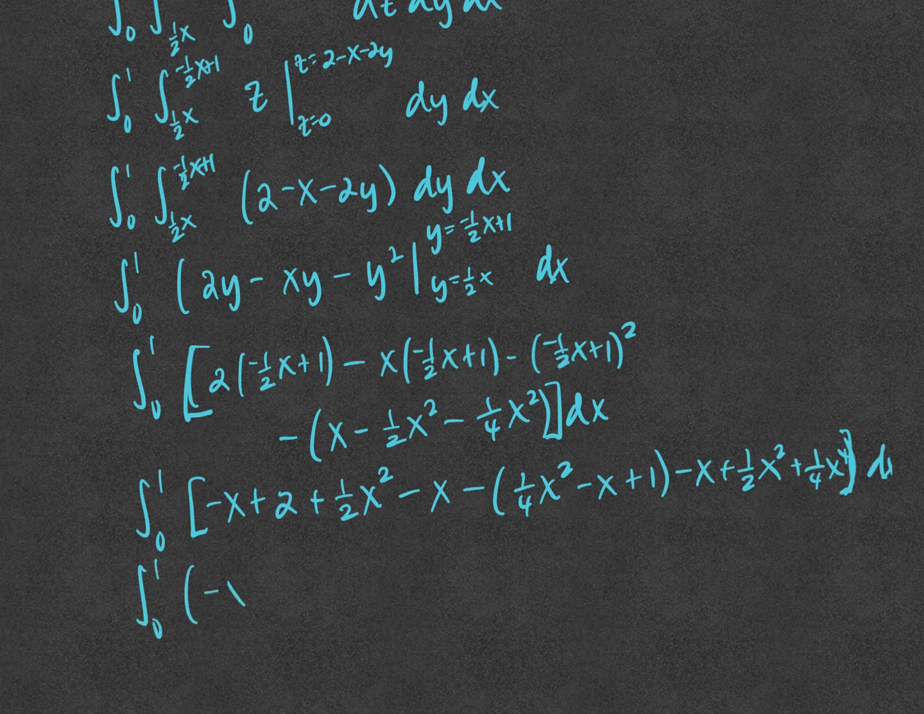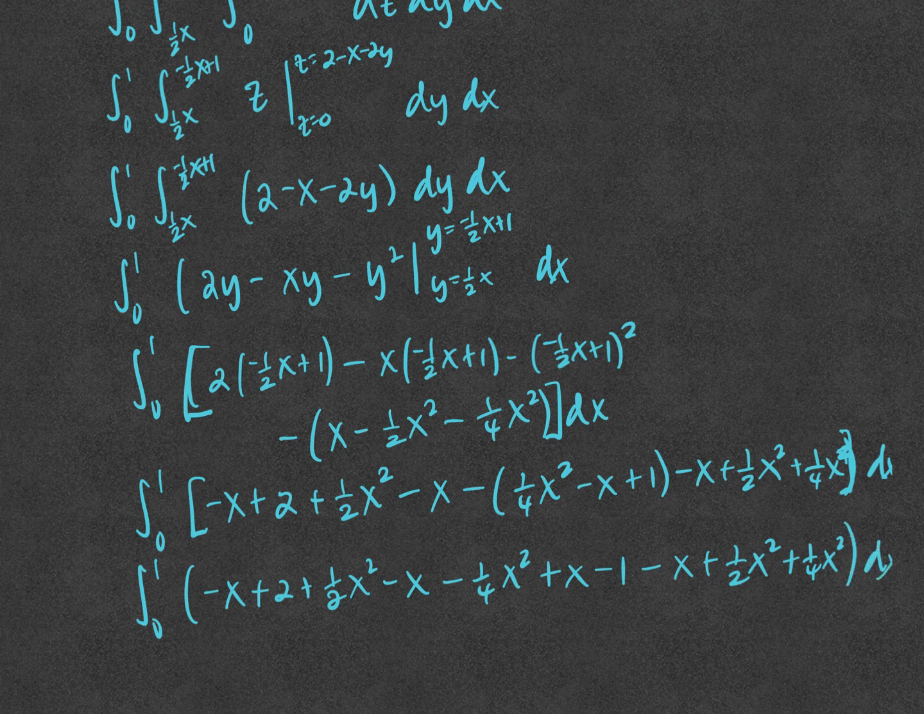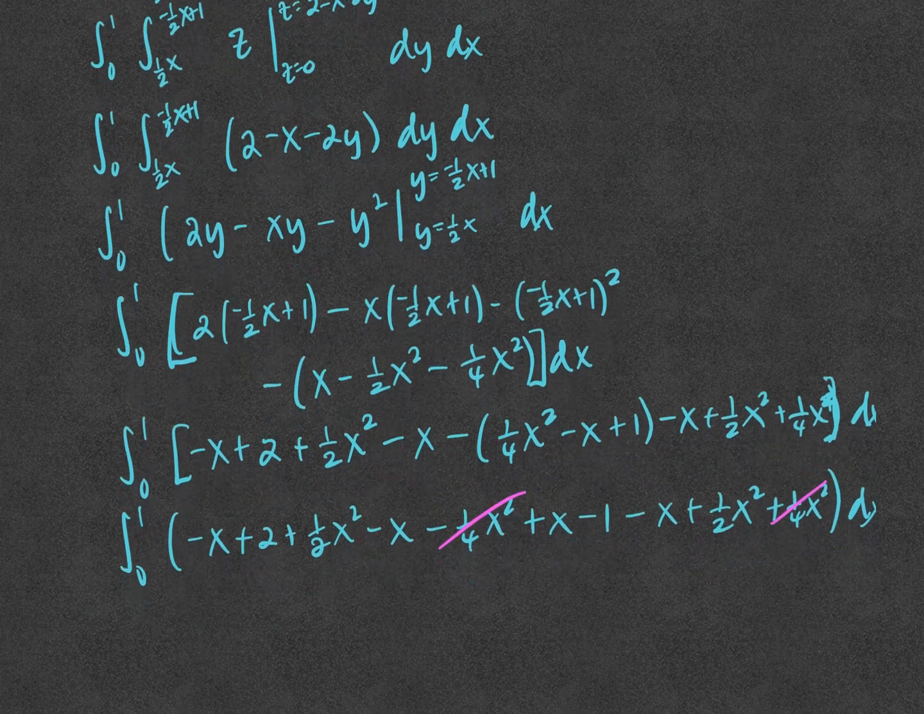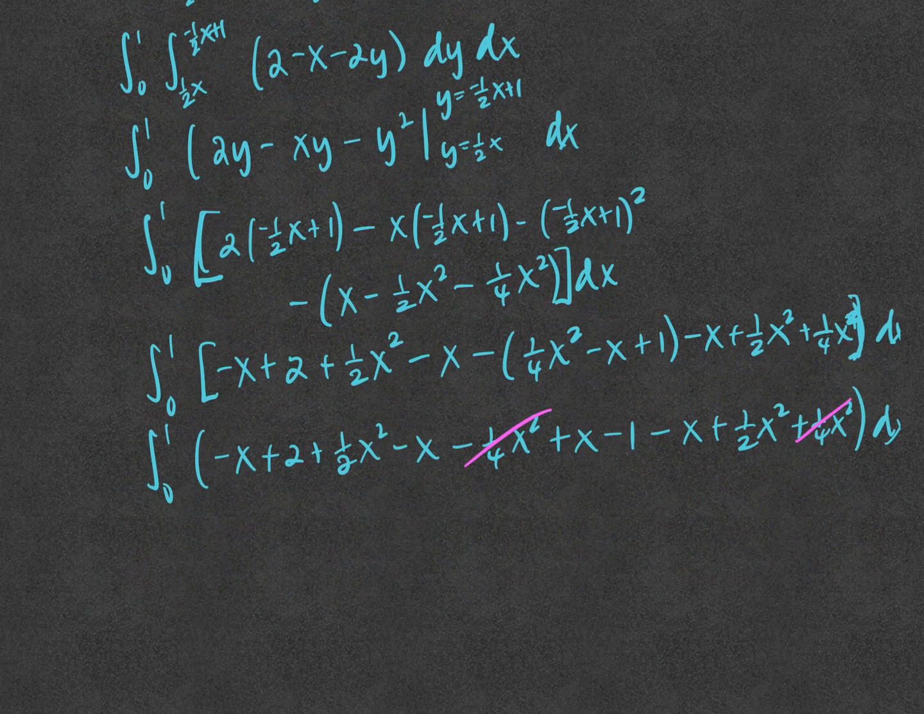So let's distribute one more time. Negative x plus 2 plus 1/2 x squared minus x minus 1/4 x squared plus x minus 1 minus x plus 1/2 x squared plus 1/4 x squared with respect to x. Now, if we look carefully, these 1/4 x squareds cancel beautifully. I have several negative x's, but I don't think anything else cancels. So now let's continue on.